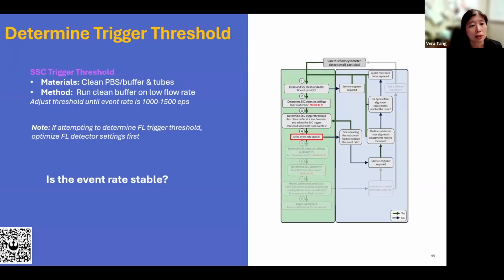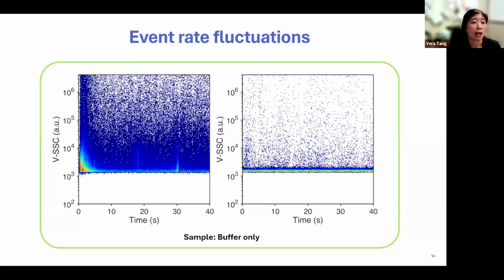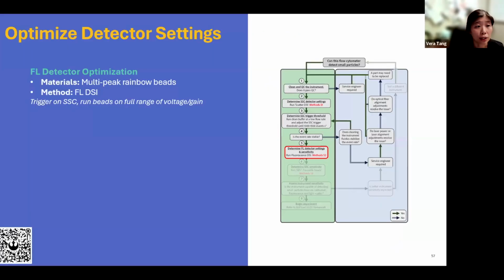So the next step, we basically look at how stable our event rates are. Your event rate may not be stable in this case because perhaps there still needs to be more cleaning done. So the example on the right hand side here is a situation where the event rate is fairly stable. A lot of the events, and this is running PBS only, are essentially sitting right at that noise, that trigger threshold. Whereas on the left-hand side, you can see that there's still events over time that are coming through. I like to visualize that as things coming off the sample line. Maybe I just need to do a little bit more cleaning and troubleshooting.